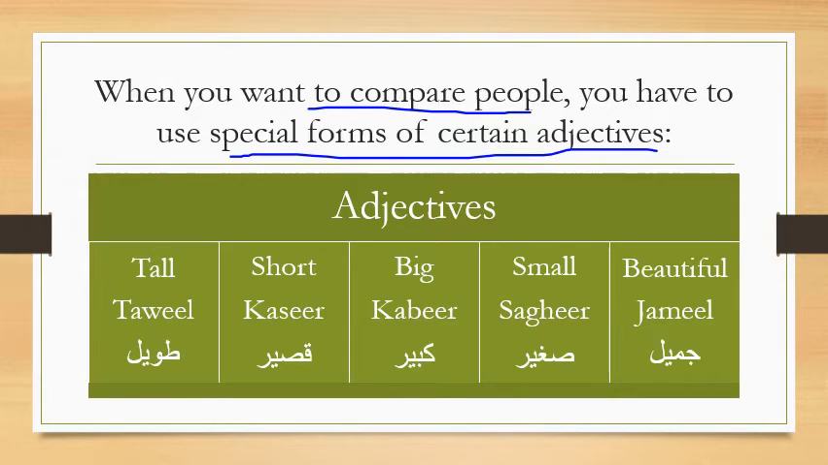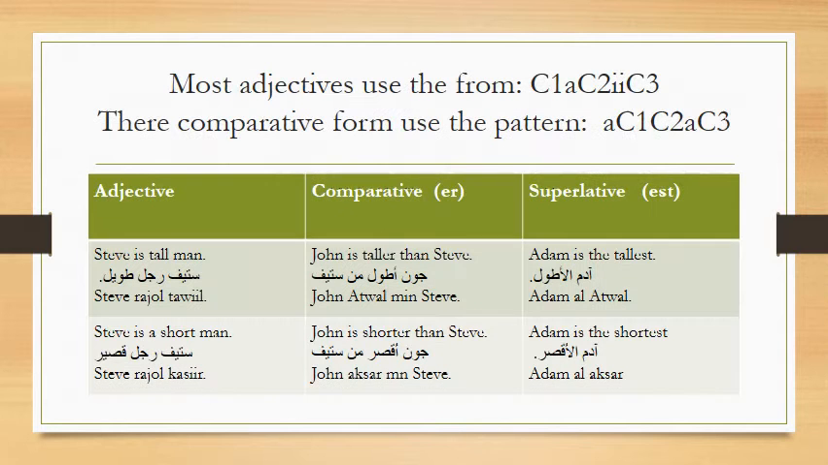Now, after we've known these adjectives, we are going to start using special forms of certain adjectives to compare people. Again, if you want to compare people, we have to use certain forms of adjectives, and we said that these forms are the comparative and the superlative form. In English, the comparative form uses ER, and the superlative uses EST.